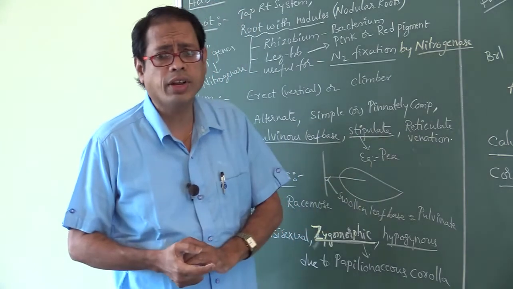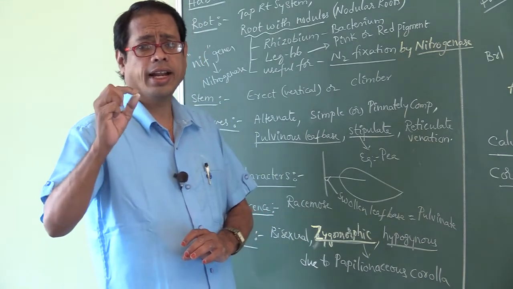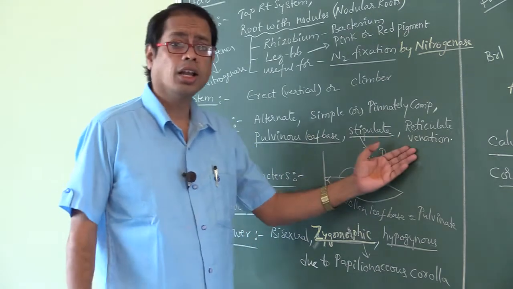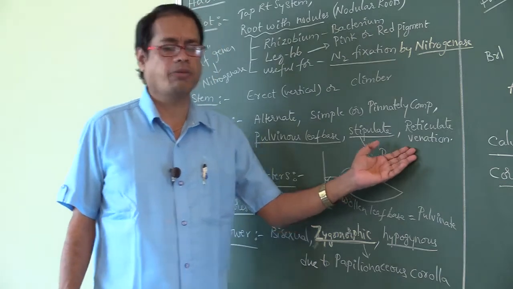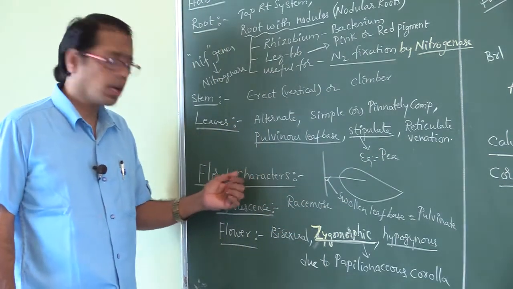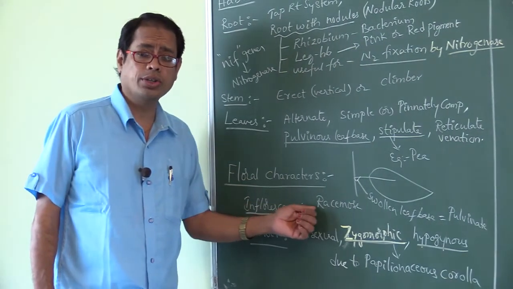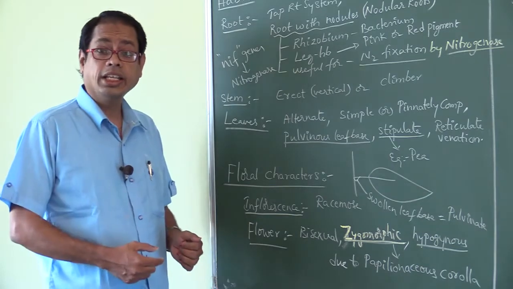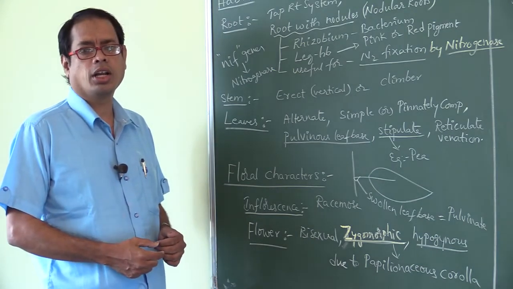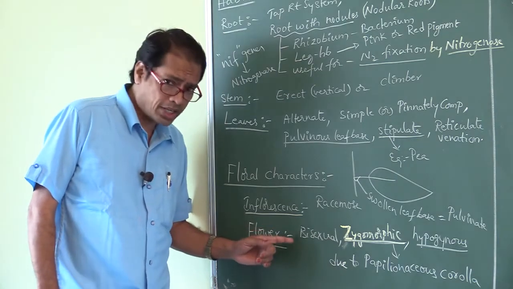What is reticulate venation? The lateral veins and veinlets arranged in network manner, that is so called reticulate venation. Next, floral characters. Floral characters means what type of inflorescence do you find: racemose. Racemose is also called indefinite type or indeterminate type. Next, what type of flowers: bisexual.